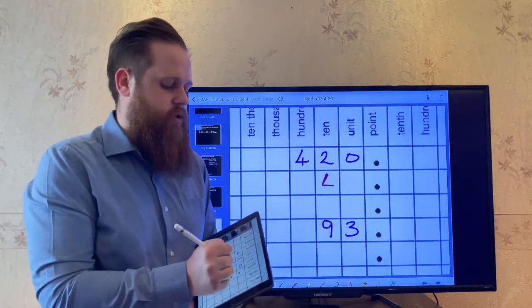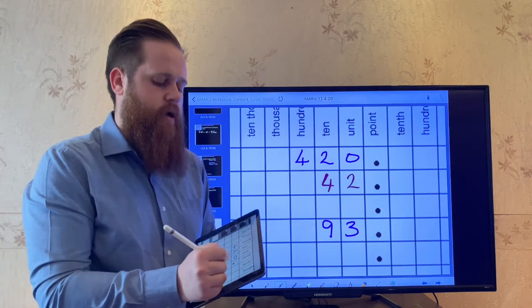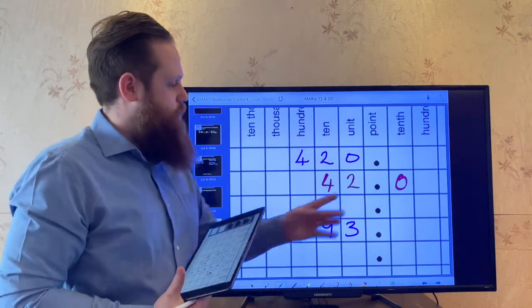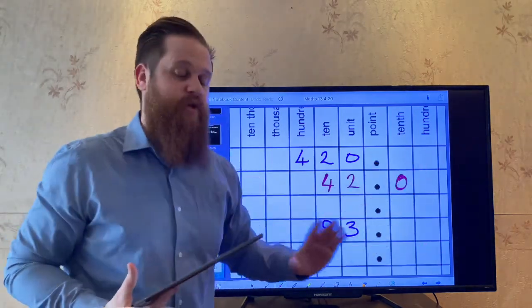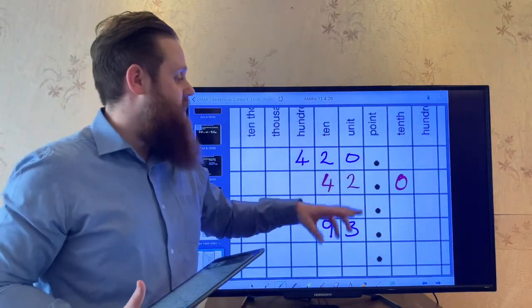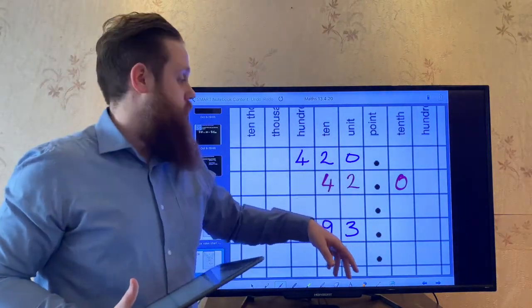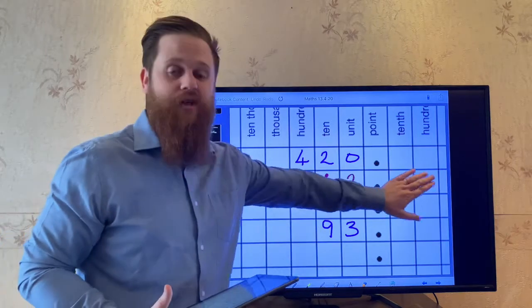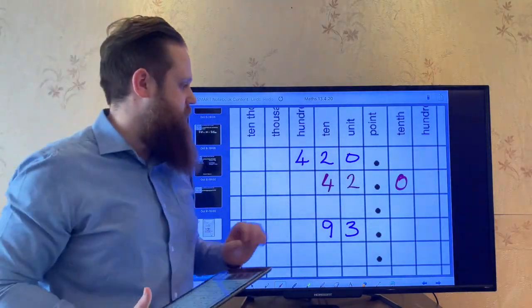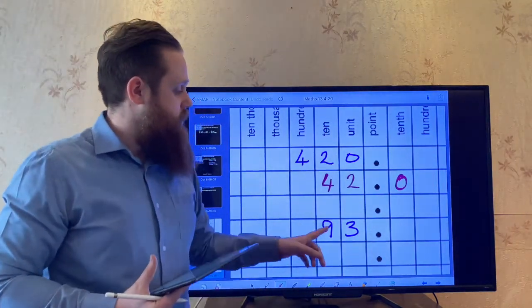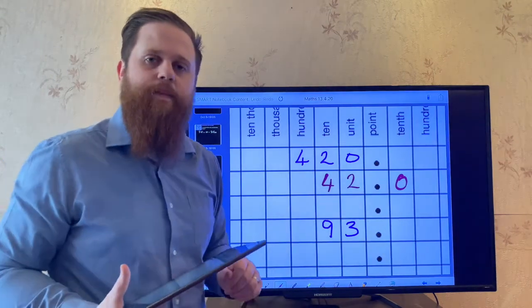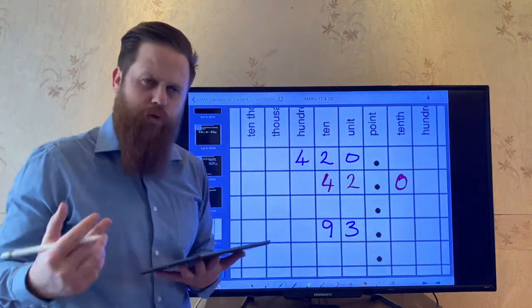So the 4 now goes there, the 2 there, and the 0 there. Now, it's 0.0. Okay, there's no other numbers there, so it doesn't matter. So 420 divided by 10 is 42. Okay, 42.0, but it's not a significant number there anymore. Okay, it's just 0.0. Let's look at 93 divided by 10. What would you need to do?